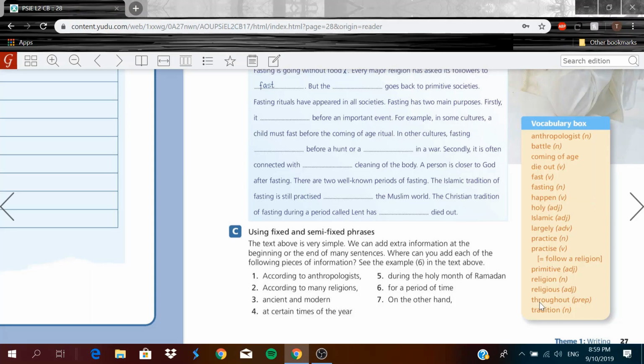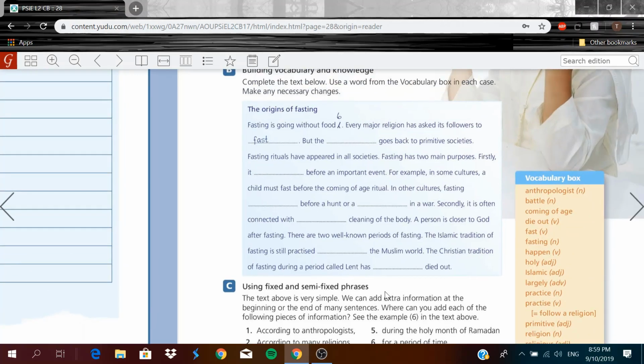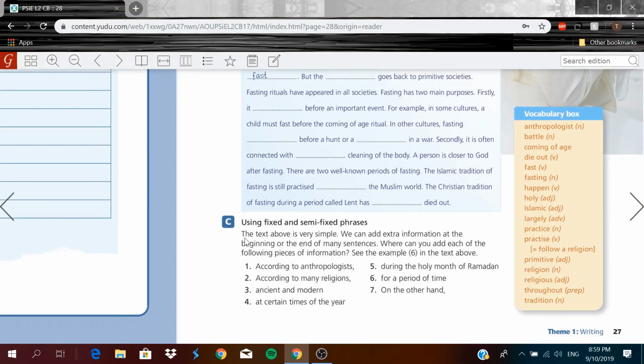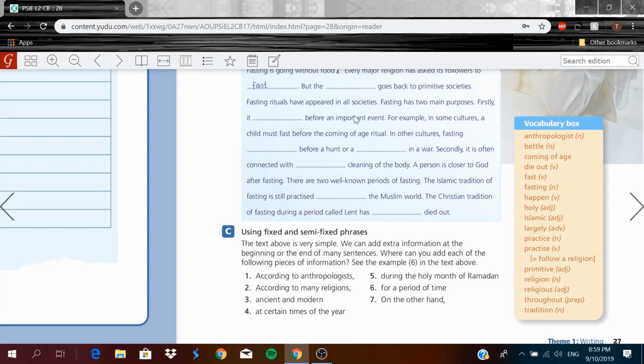Okay, so now that we talked a little bit about or used the vocab box to find the missing words in this text right here, now this is going to be interesting. Exercise C here, we have using fixed and semi-fixed phrases. So the text above is very simple, but we can add extra information at the beginning or the end of many sentences. That's why you saw me pause a little bit more than usual when reading this. You'll get the idea once we get to exercise C. So where can you add each of the following pieces of information? See the example 6 in the text above.